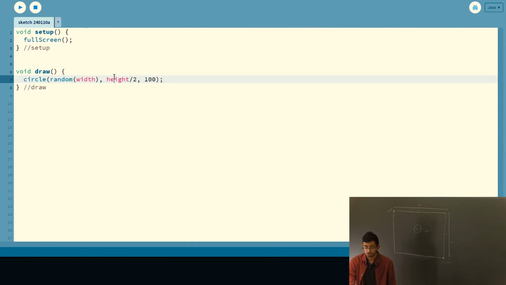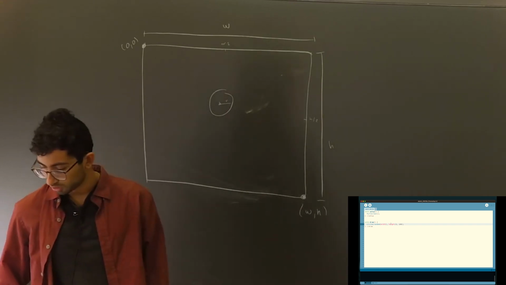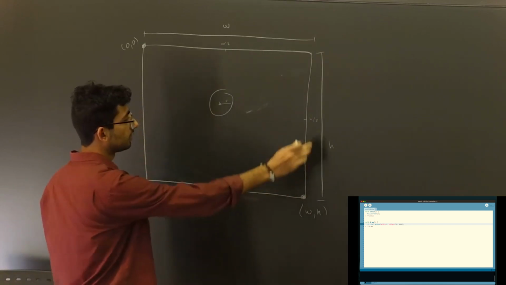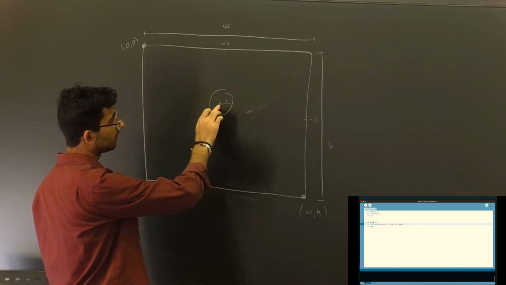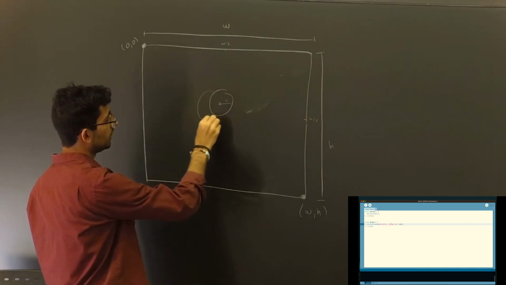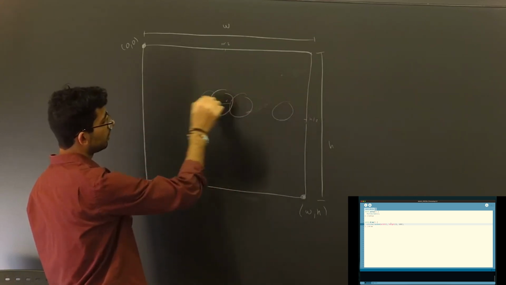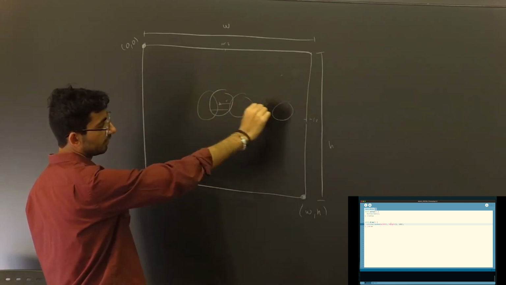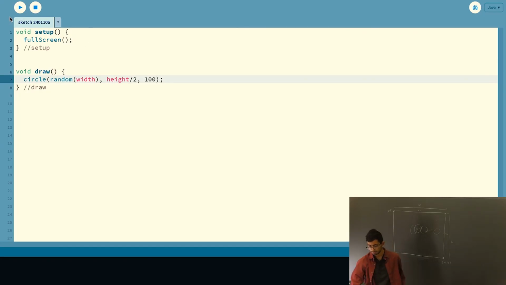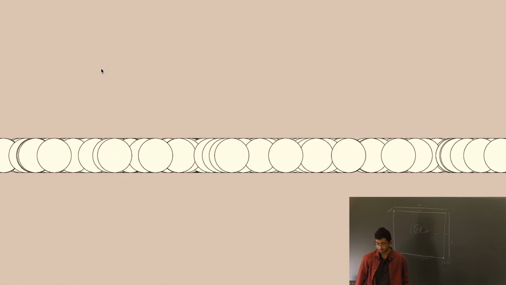And if we keep our height the same, maybe we can think about what this does. If we go back over to our blackboard here, if our height stays here, but our width is random, then maybe we'll have a circle here, maybe we'll have a circle here, maybe we'll have one here. They'll always stay along this axis though, right? And so let's see if that is indeed what we get. And yep, that's exactly what we get.